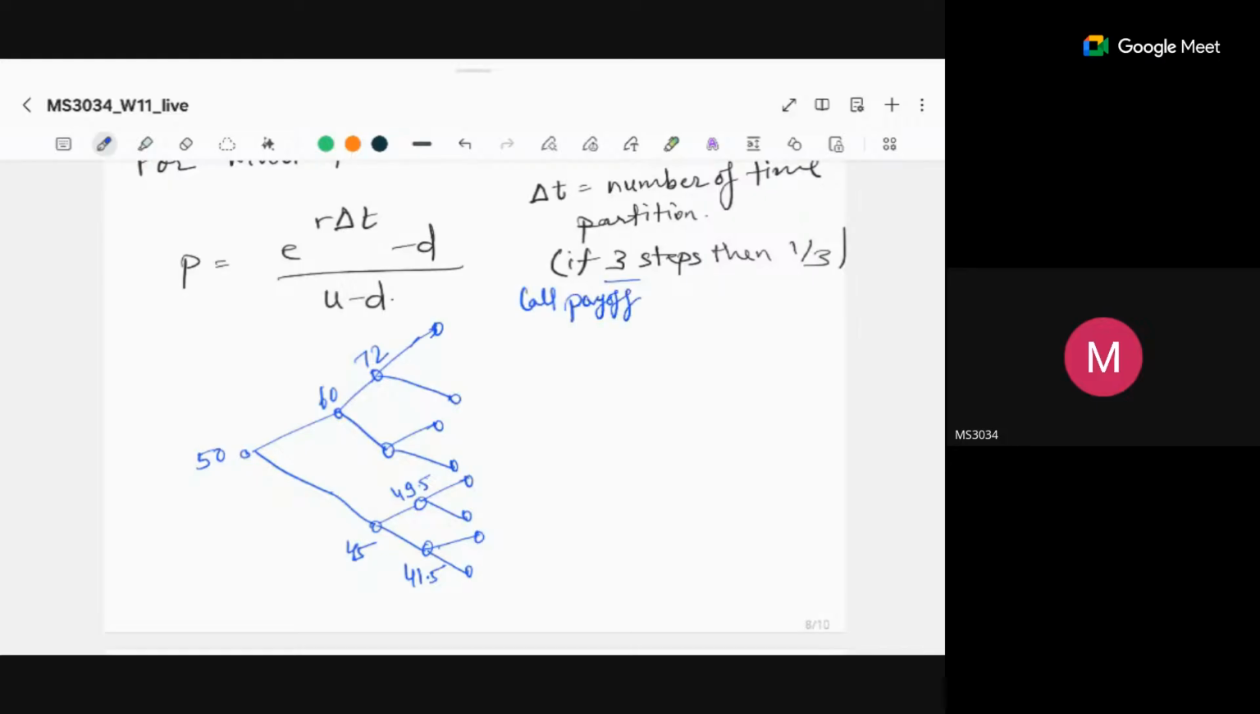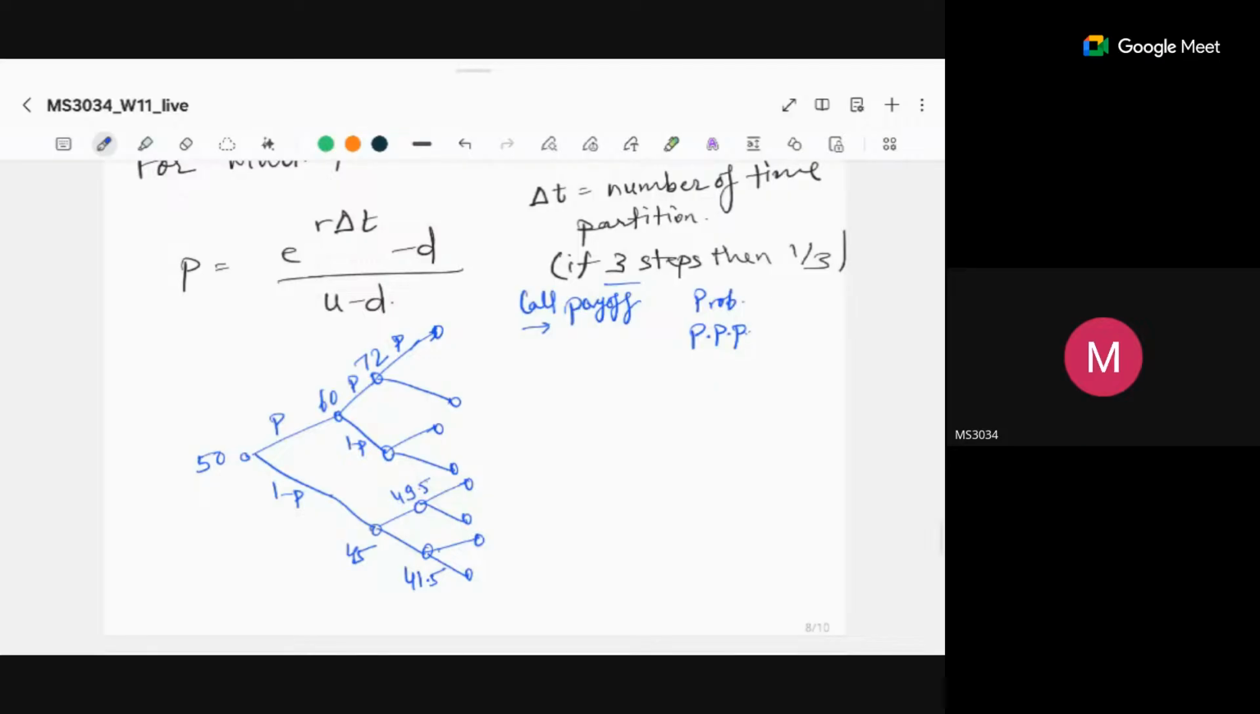Because you know the exercise price, you get the payoffs. You know the probability because you computed the upward price movement probability. So it will be P, then 1 minus P, then P, 1 minus P, and you get the cumulative probability. If the price goes up 3 times, its probability is P times P times P. So you get the payoff and the probability for all. There will be 8 cases, you compute the expected payoff, and you discount it. You get the call option value.